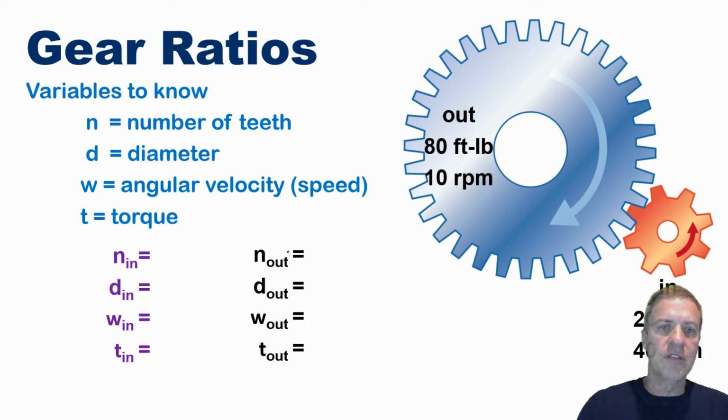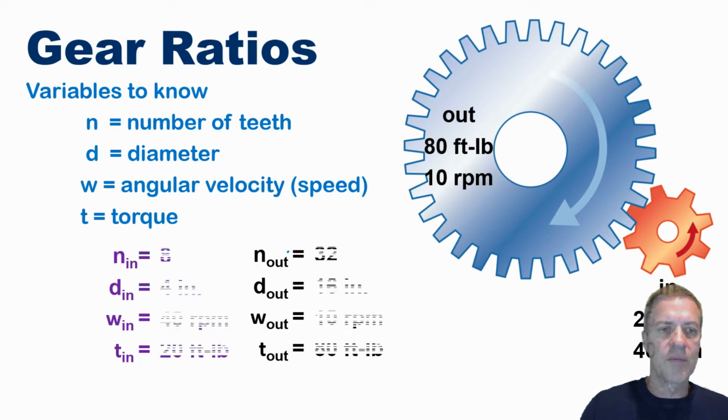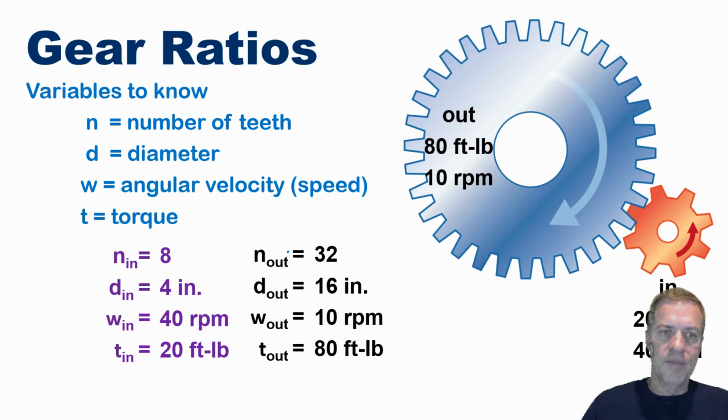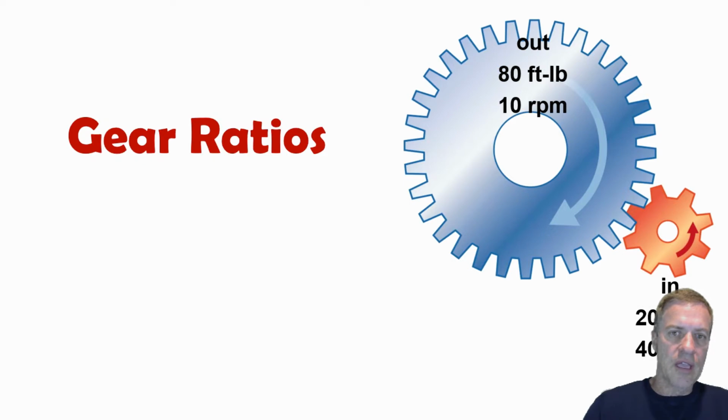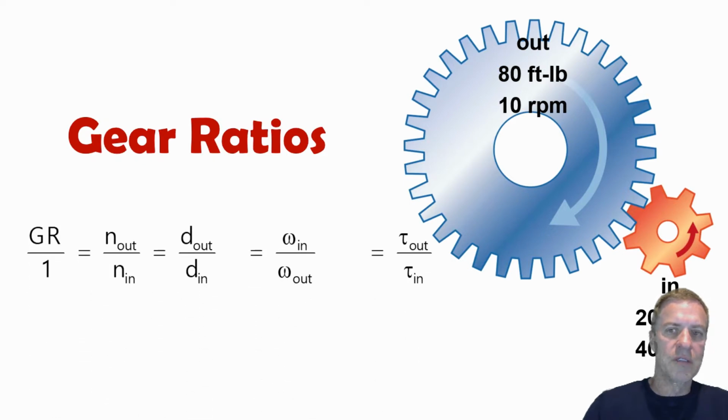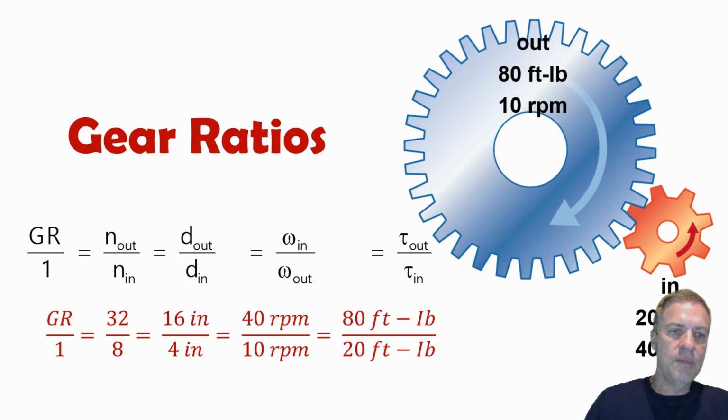All right, so if we've got two gears, or if we have idler gears between them, it doesn't matter. We're just looking at the in and out. So you've got the number of teeth, diameter, the RPM, and the torque. And so if we enter those values, we can set them all up as proportions. So if we look at the gear ratio proportions: number of teeth out divided by number of teeth in, diameter out divided by diameter in, RPM in over RPM out, torque out over torque in.